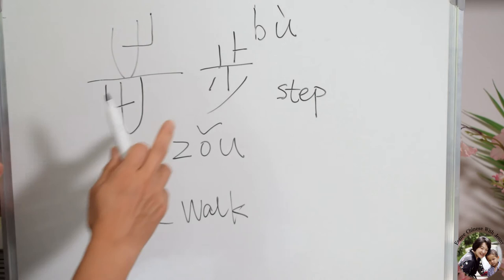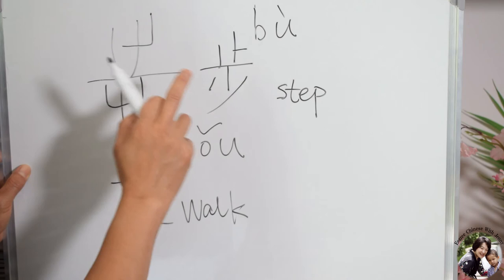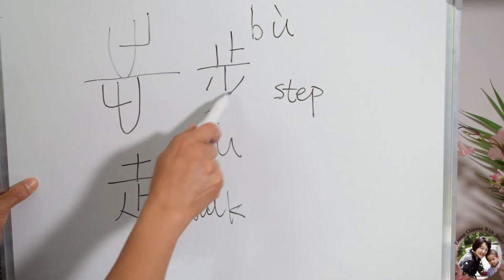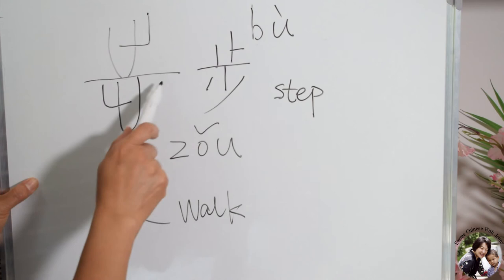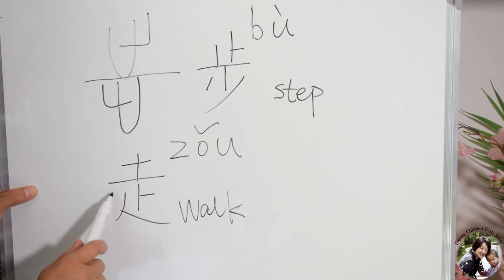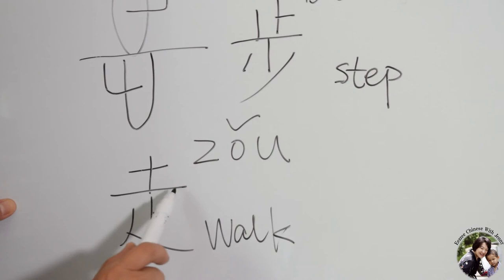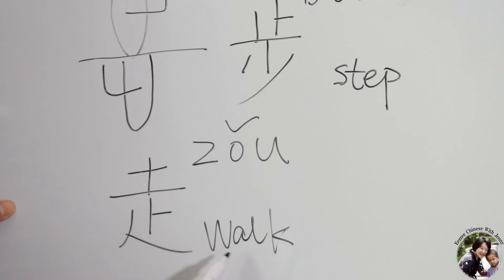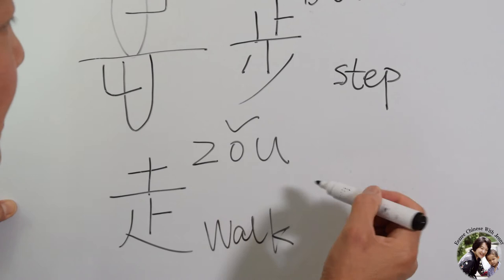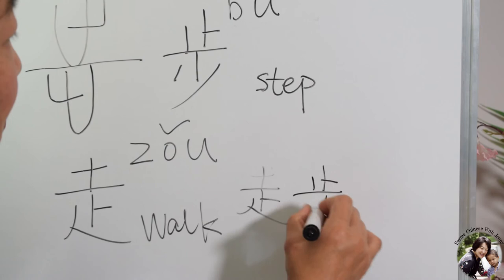Pronunciation is 步, bù, with stop on the top. And this actually means less currently, but it came from this shape and means a step, a footstep. And you put this on the lower part and the top looks like earth or soil, means walk, 走. You put these two characters together, 走, 步. It means you're walking.